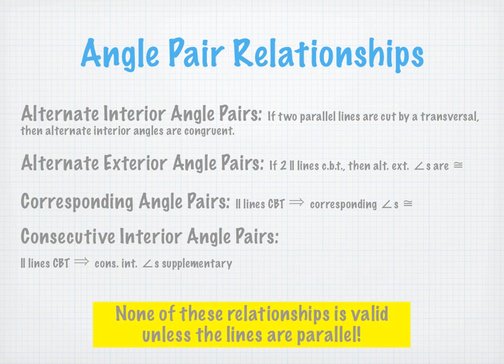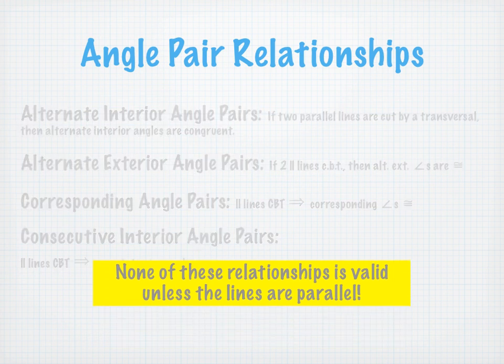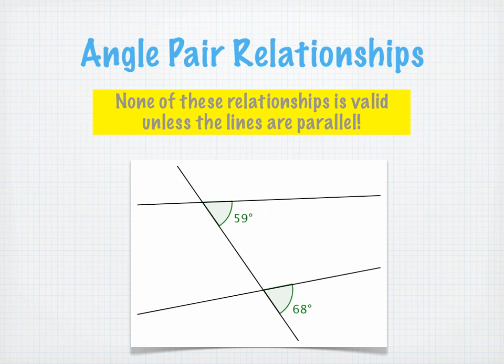A word of warning, none of these relationships is valid unless the lines are parallel. If the lines are not parallel, then all bets are off. Here's an example. We still have two lines cut by a transversal, and so these two angles would still be considered corresponding angles. However, because the two lines are not parallel, the two angles are not congruent.